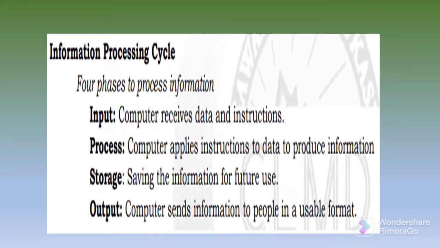Computer has an information processing cycle, and it has 4 phases of processing information. Input: a computer receives data and instructions. The process: a computer applies instructions to data to produce information. The storage is for saving information for future use, while the output: a computer sends information to people in a usable format.